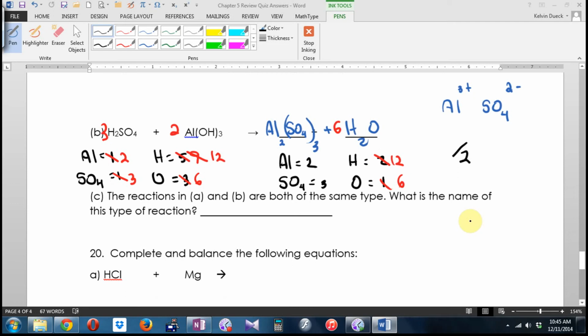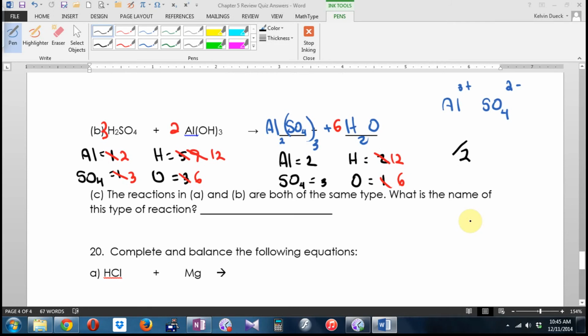I wrote the reactions are both of the same type. This is called an acid-base neutralization reaction. If you said acid-base, I'll take that, but it's actually an acid-base neutralization reaction.